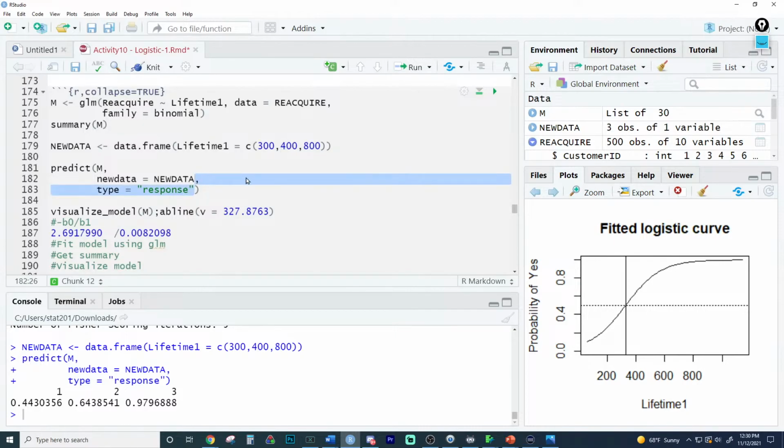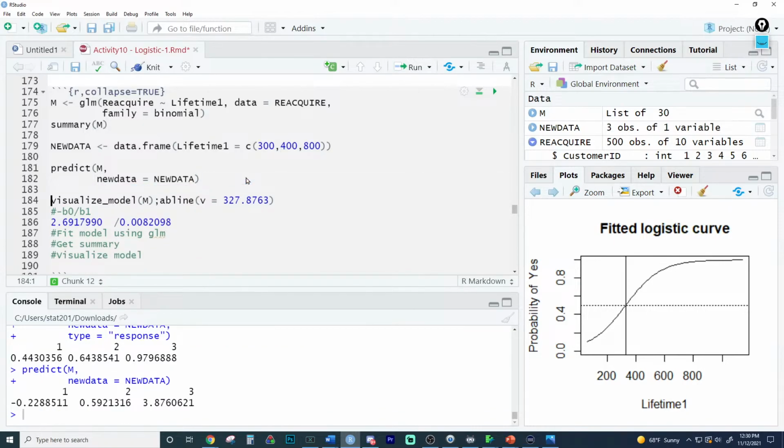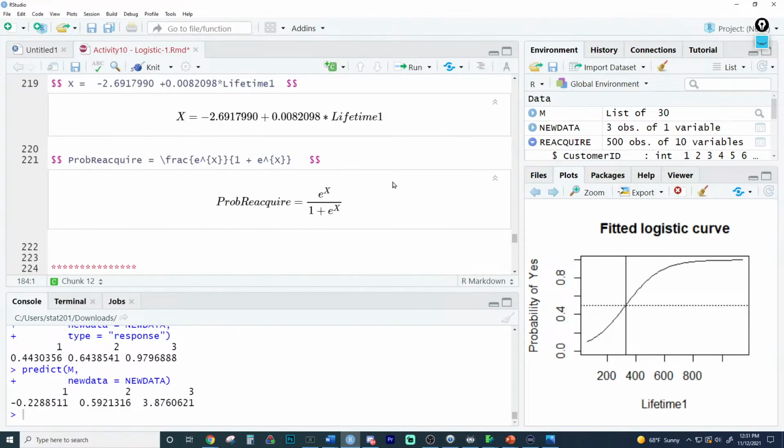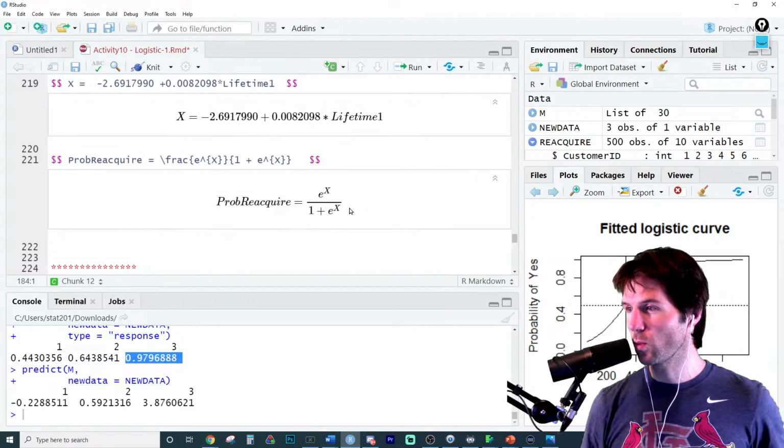If you don't do the type equals response, you will get the values that the regular regression would get for predictions, which is not correct. Remember, these values have to be put through the equation e raised to the x over 1 plus e raised to the x. So this would solve for x right here, and then type equals response as the additional argument solves for the probabilities. And that's got it. Just want to show those last bits of code.